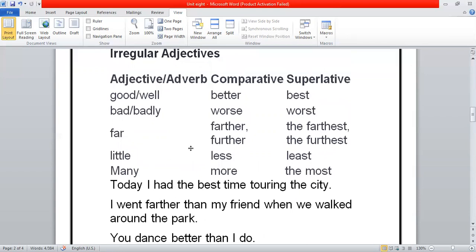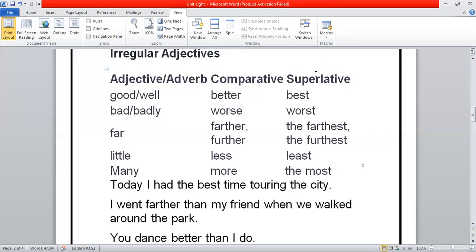You should pay attention if you compare between two or more than two. As I said, with the short adjective I put ER and than. If I have a long adjective, more interesting than. If I have irregular, like better, worse, less, more, you should study them. If I talk about more than two, the smallest, the most interesting, the worst, the most, the least, like this. So you have many ways.